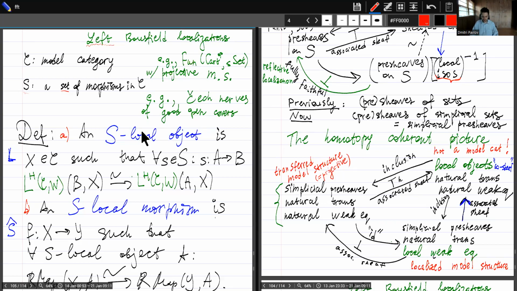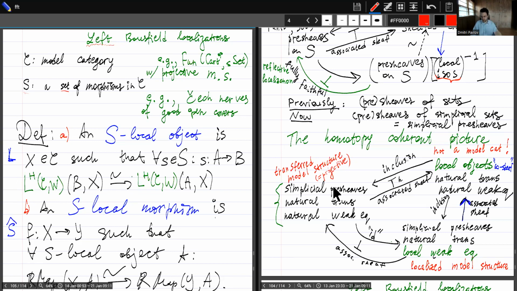And then we define an S-local object as an object X in the model category C, such that for any morphism s from A to B in the set S, X sees it as a weak equivalence, in the sense that if you map A and B to X and look at the induced map between the simplicial mapping sets in the Hammock localization, you get a weak equivalence.